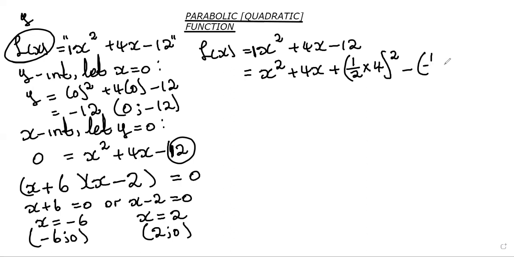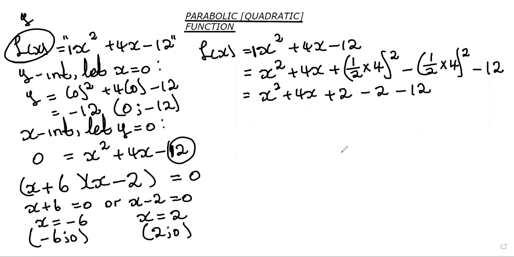Then we say minus 1/2 multiplied by the coefficient of x. We also square it, and then we say minus 12. So we add it and subtract it at the same time, because the result here is actually 0. So it's like you did nothing. You didn't change the equation in any way. That's nice. So after doing this, we simplify. You're going to have x squared plus 4x. Half of 4 is just going to be 2. And then you say minus 2 minus 12.